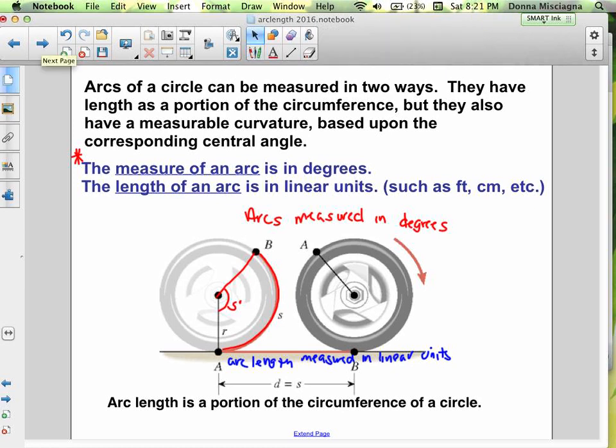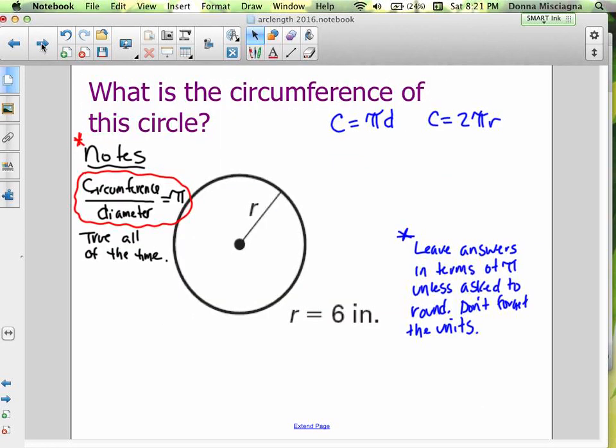So arc length, and I think this is in your notes, is a portion of the circumference of a circle. The circumference measures the entire outside of the circle. Arc length measures a piece of the outside of a circle. And that piece is an arc.